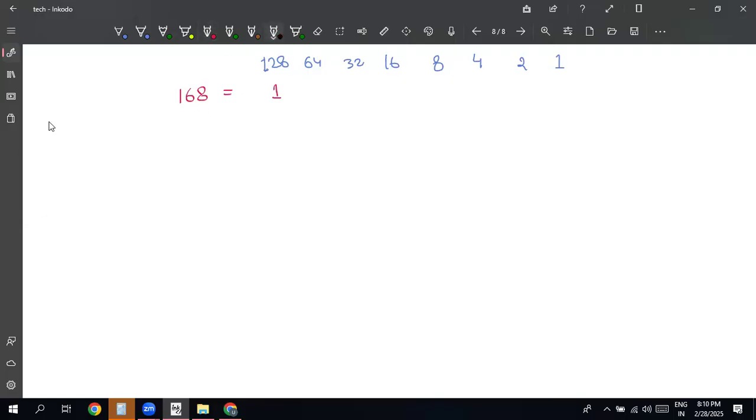Now, in order to do the calculation, simply subtract 128 from 168. You'll get 40. In order to create 40, can 64 be taken? No, it cannot, because it is higher than 40. So I'll place it as 0. Now, 32 can be taken because it is smaller than 40. So I'll place it as 1.